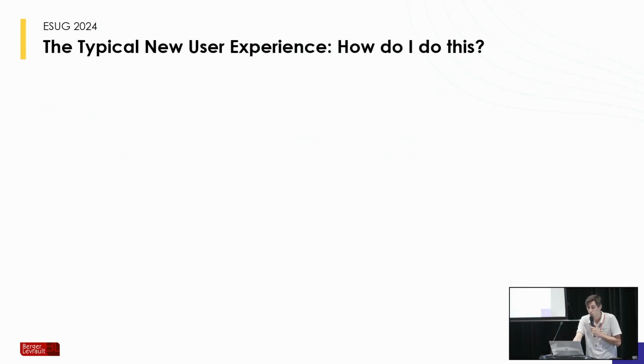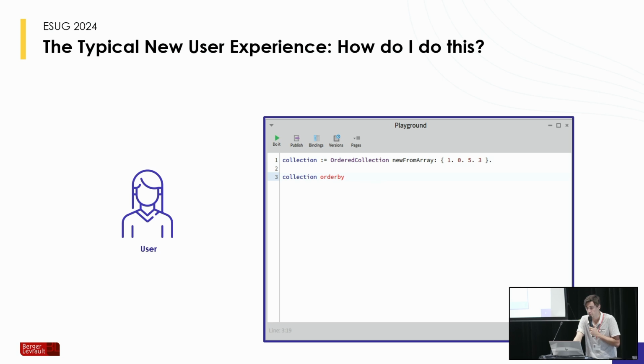So to get started, I wanted to talk about the typical new user experience when you're learning a programming language. For me, what I like to call it is, "How do I do this?" As a user, you get into a new environment, a new programming language, and you know the basic algorithms and object-oriented stuff, but you don't know how to do something in a particular language.